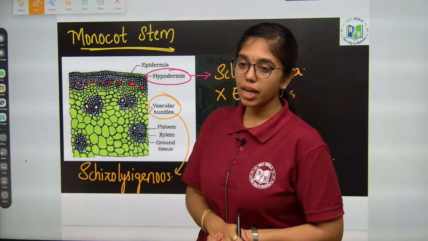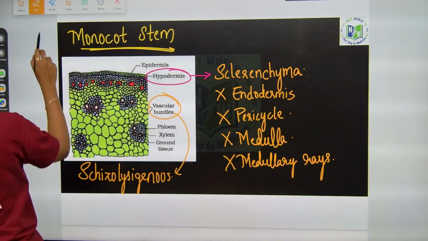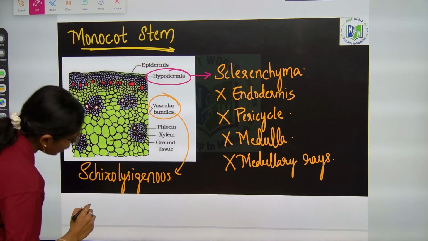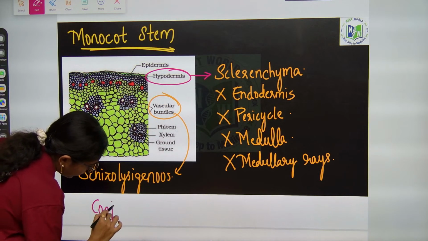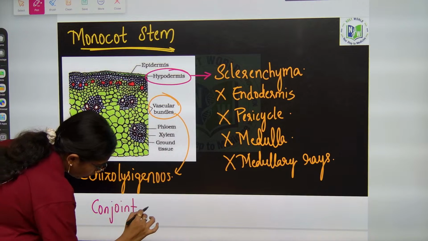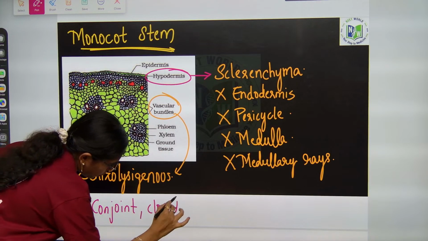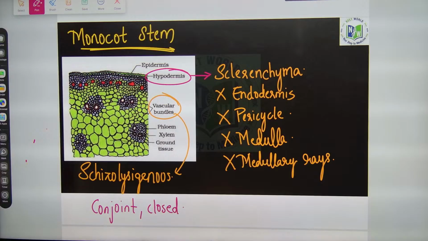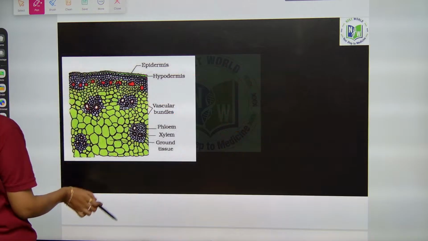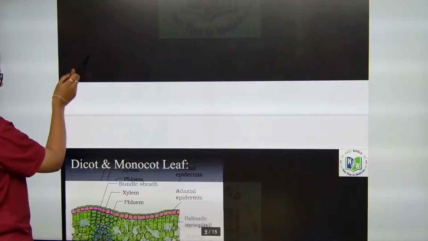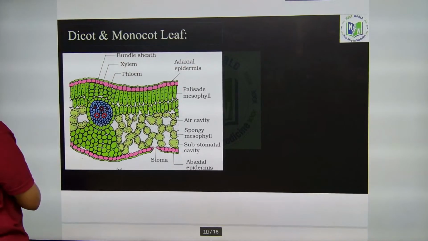What type of vascular bundles will you observe in the monocot stem? Vascular bundles are conjoint and closed. Clear, right? Any doubt anywhere? No. Next. Lastly, we will have the comparative analysis between dicot and monocot leaf.